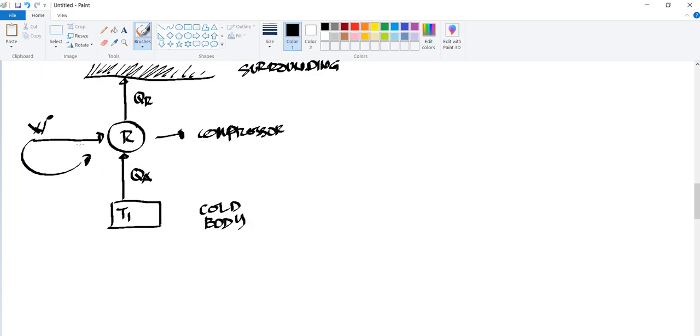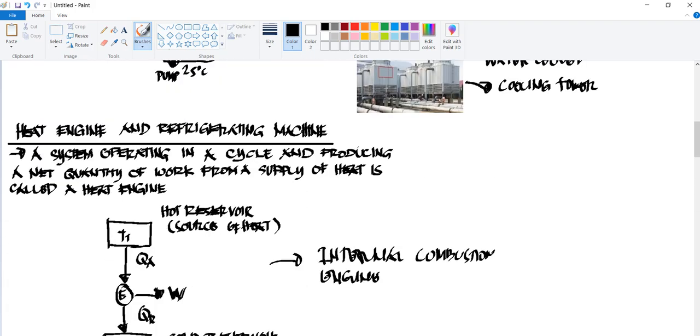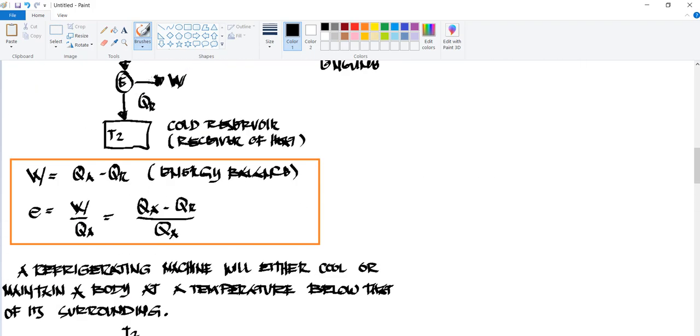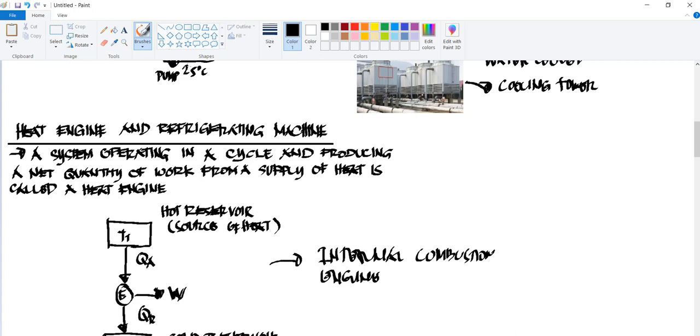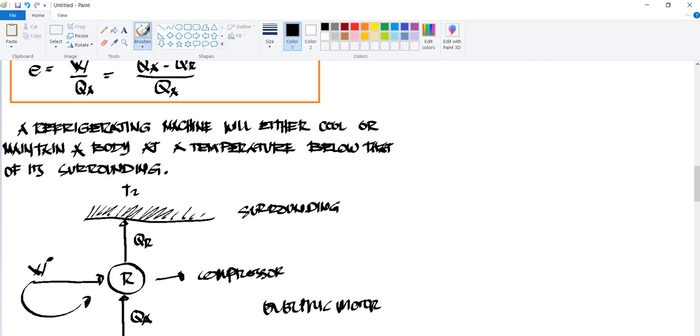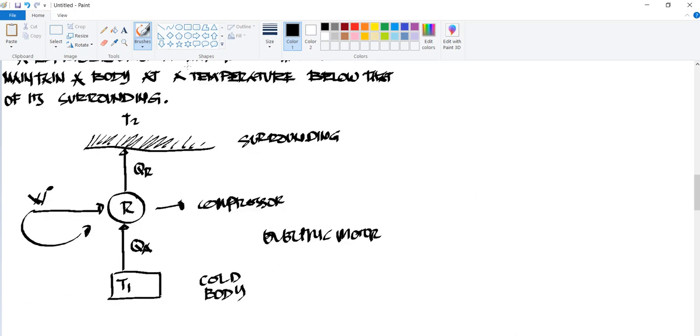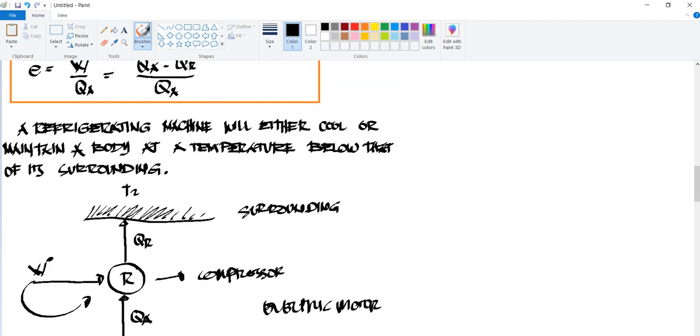Now this one is already in terms of an electric motor, because you supply a work. Usually you can connect the electric motor to this one. You supply a work, then connect the refrigerating system in order to function. Okay? So you will notice that this is the heat engine, and this is the reverse when it is a refrigerating machine.